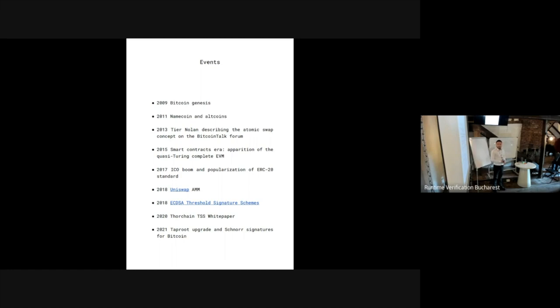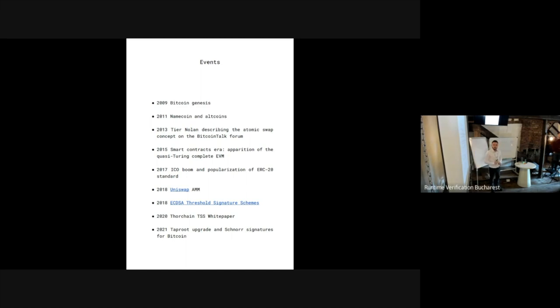and it's automatic. Also, this year, the research paper for the elliptic curve digital signature algorithm threshold signature scheme was published, and it allowed anyone in the space, if they want, to implement more complex protocols that would allow the distribution and the signing in a distributed manner. And we can see that two years later, Thorchain actually implemented it along with the network that we're going to see, where you could swap tokens and bridge them.